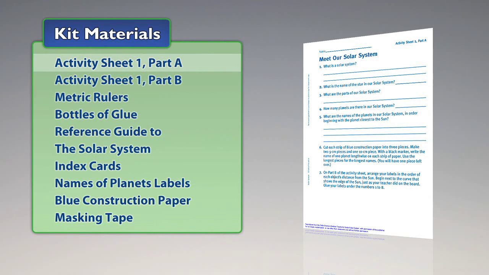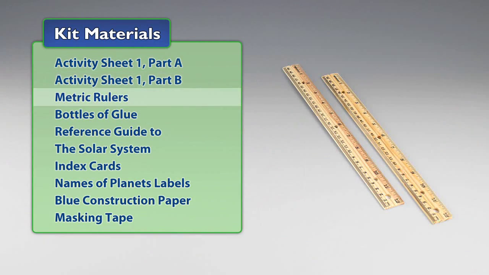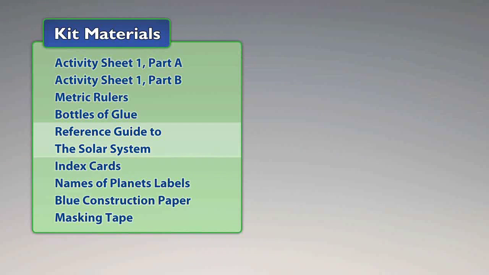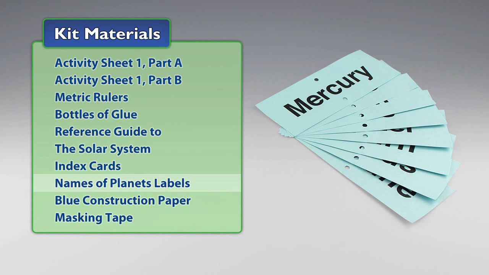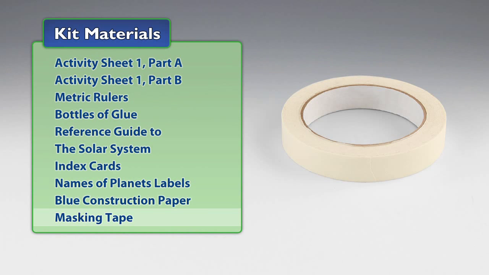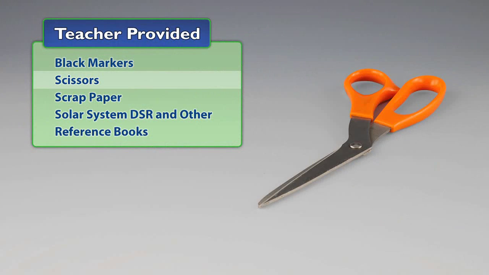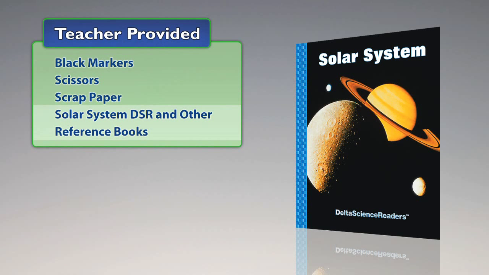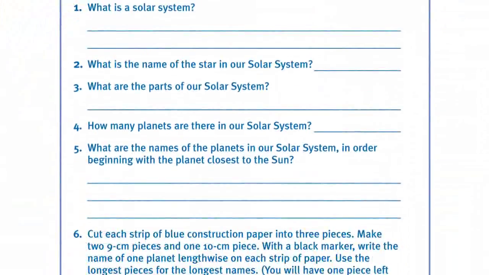Activity Sheet 1, Parts A and B, metric rulers, bottles of glue, reference guide to the solar system, index cards, names of planets labels, blue construction paper, and masking tape. You'll also need to provide black markers, scissors, scrap paper, and the Solar System Delta Science Reader and other reference books. To prepare for the activity, make a copy of Activity Sheet 1, Parts A and B for each student.